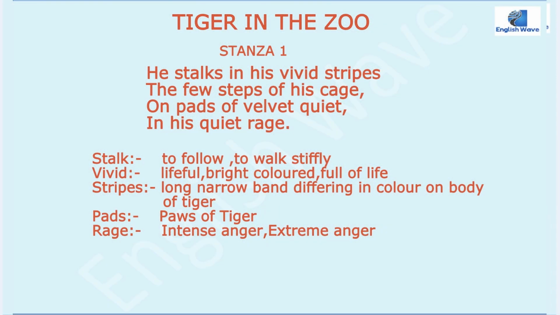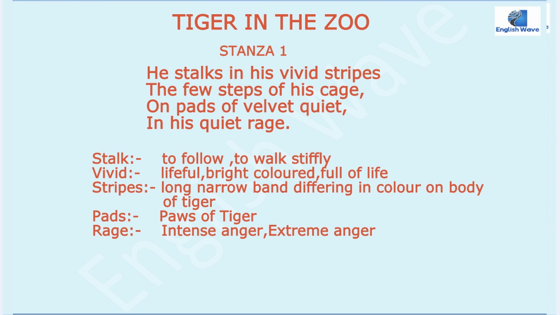He stalks in his vivid stripes, the few steps of his cage, on pads of velvet quiet, in his quiet rage. Here stalks means to follow or to walk stiffly. And vivid means lifeful or bright colors, the thing which is full of life. And stripes means a long narrow band differing in color on the body of the tiger. And pads here refer to paws of the tiger. And rage means intense anger, or the feeling of extreme anger that the tiger here is experiencing.